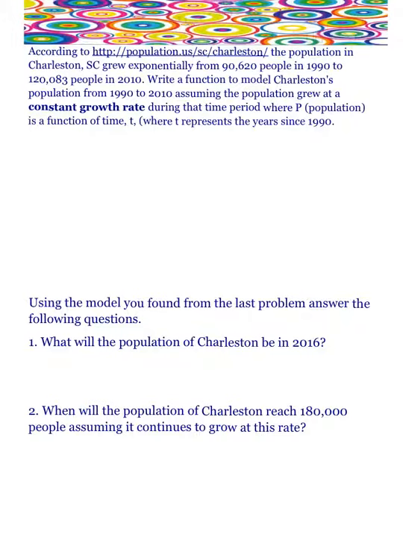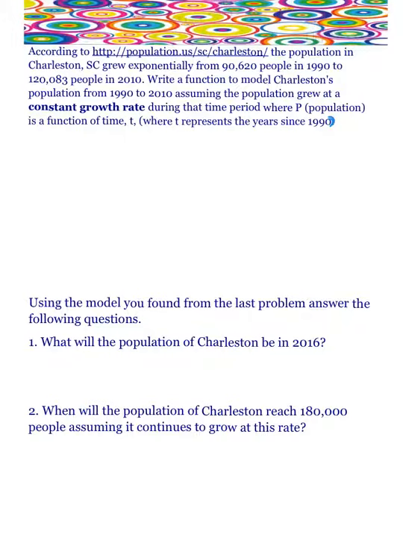We're going to write a function to model Charleston's population from 1990 to 2010, assuming the population grew at a constant growth rate during the time period, where P is the population and T is the time. And T is going to represent the years since 1990.